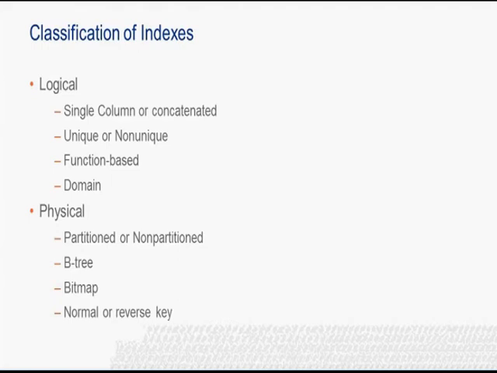Domain indexes. A domain index is an application-specific index that is created, managed, and accessed by routines supplied by an index type. It is called a domain index because it indexes data in application-specific domains.